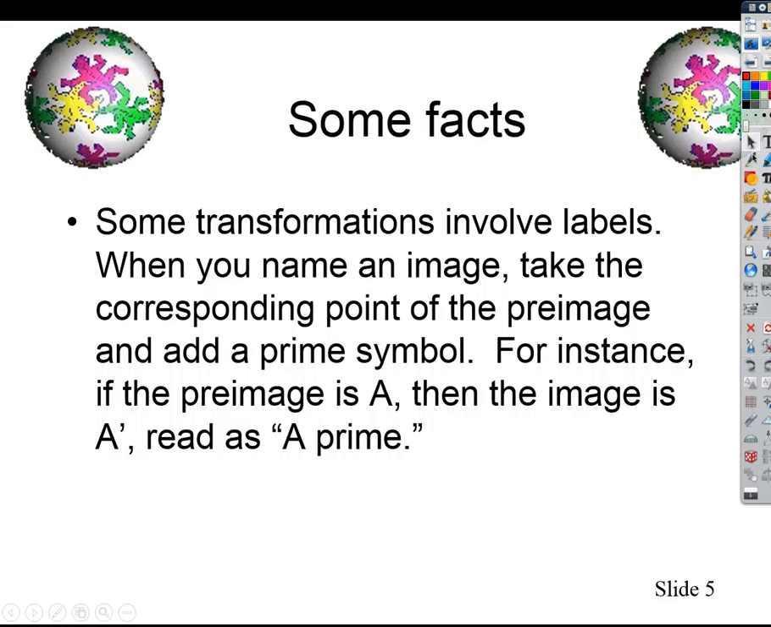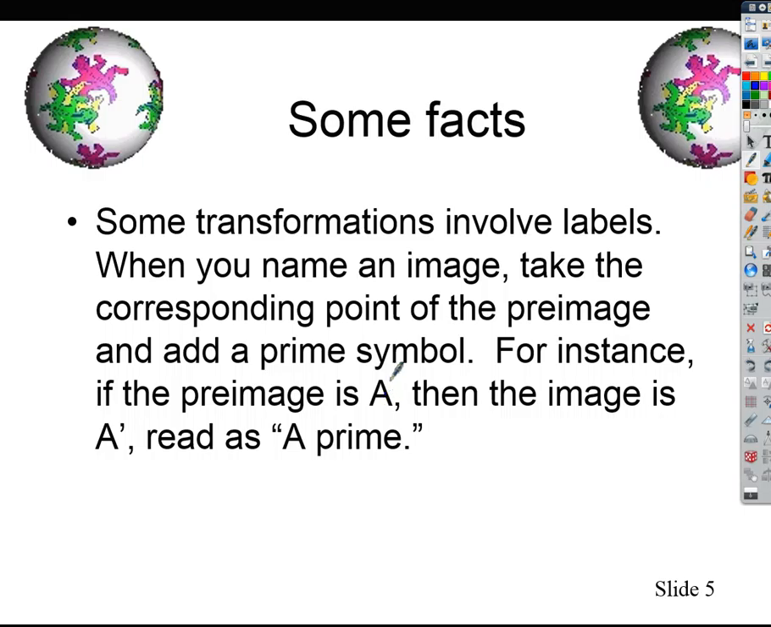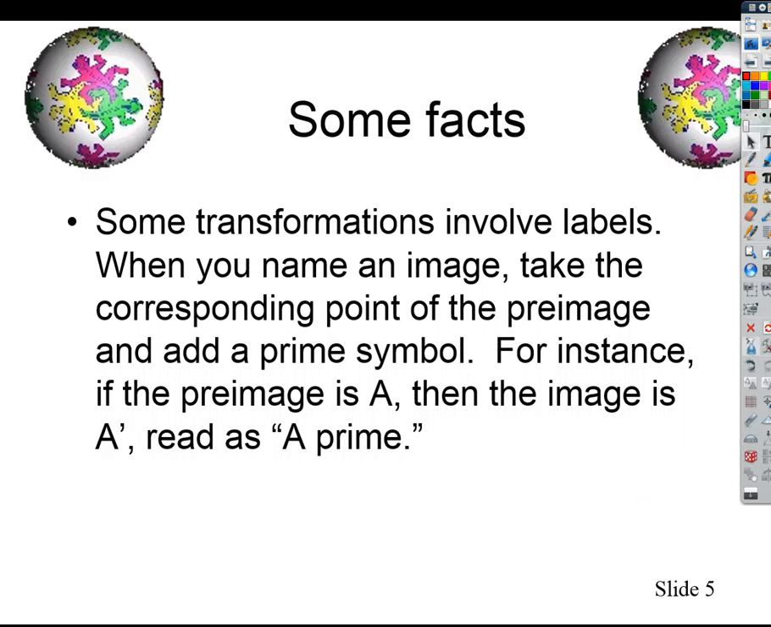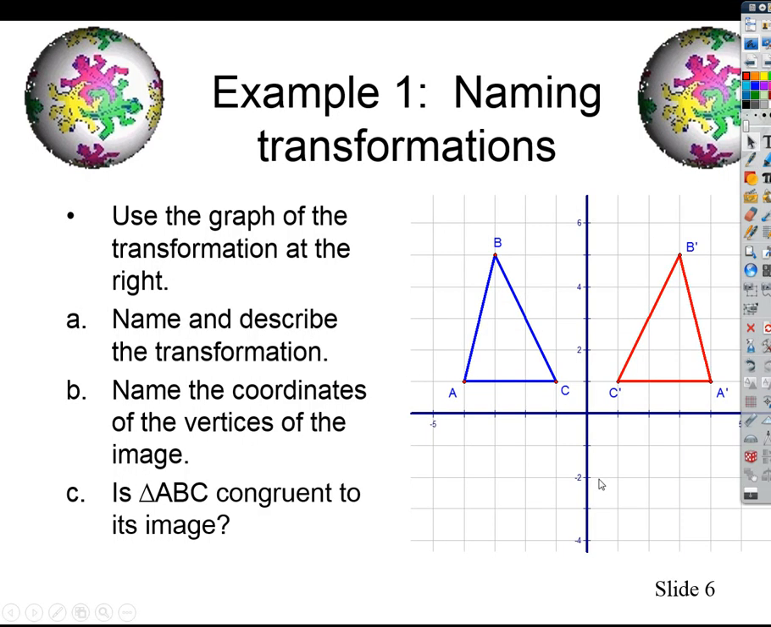How do you suppose we would label A then? This A maps to A prime. A prime maps to A double prime. Then it goes to triple prime, and then we go triple prime, et cetera, et cetera.